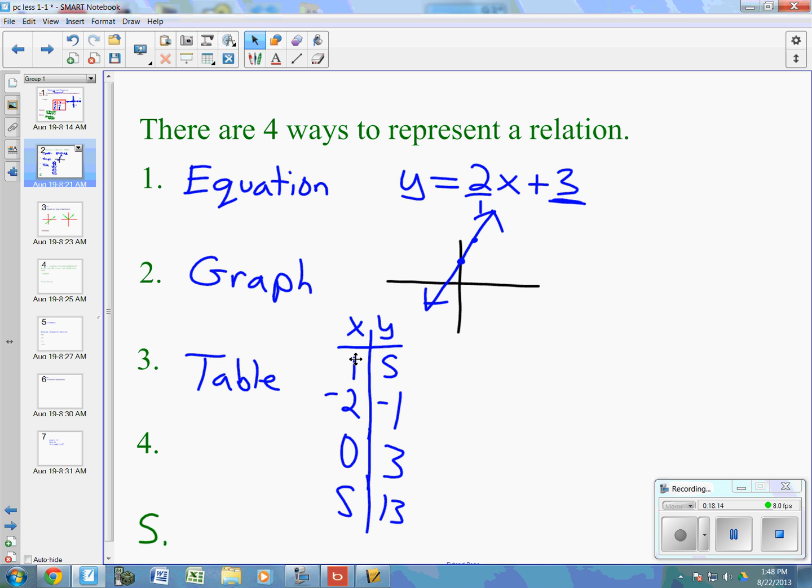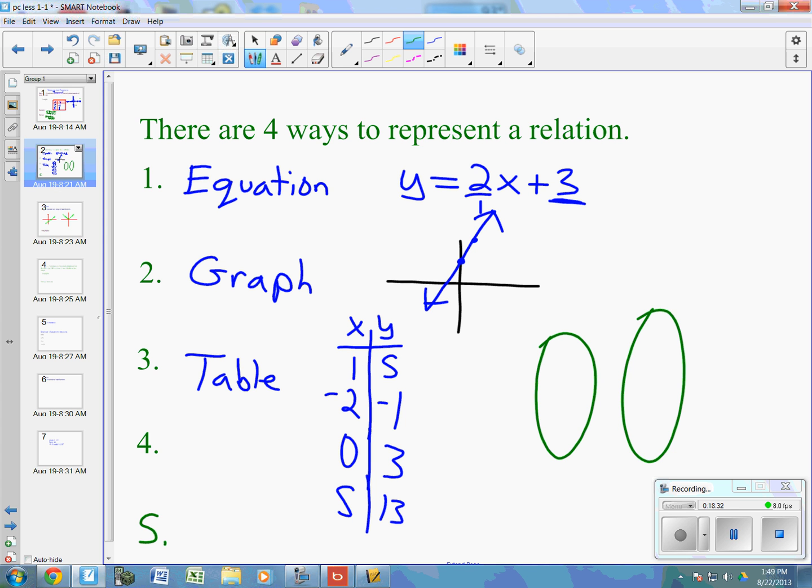And draw lines to them? Yeah, like if I connected all these. Actually, we have this one already up here. Are you saying graph them? No, it's like he was talking about. Oh, a mapping like this? Yeah. Oh, so you got 1, negative 2, 0, and 5, and 5, negative 1, 3, and 13. You know what? I should add this one.